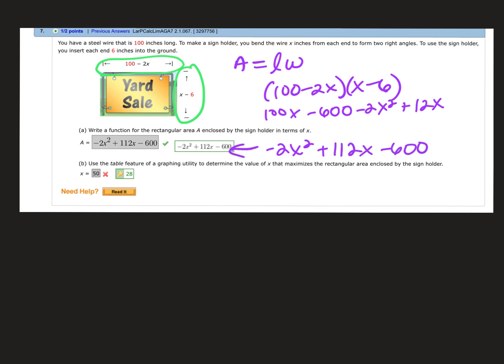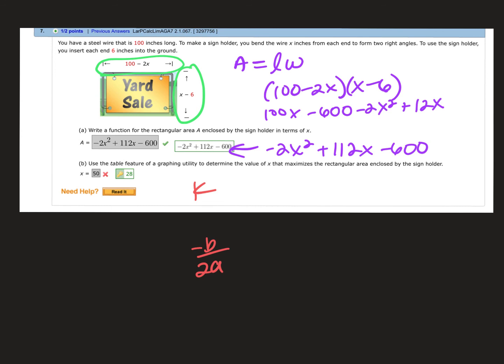That was the first part. Then it said use the table feature of the graphing utility to determine the value of x that maximizes the rectangular area enclosed by the sign holder. You don't even need your table value. You're basically looking for the biggest y. You could have done this without your calculator because basically they're looking for k here. So you could do negative b over 2a, plug it back in to get the k.